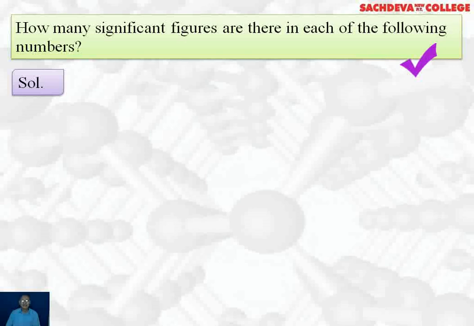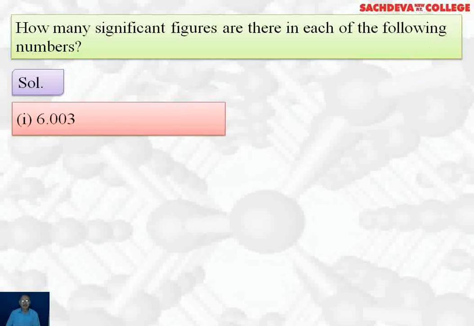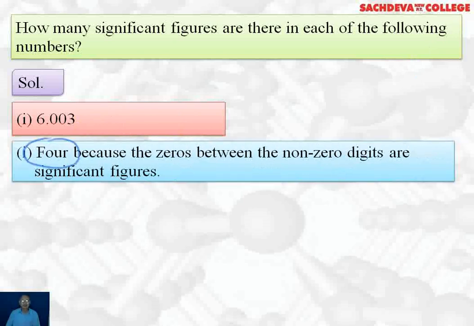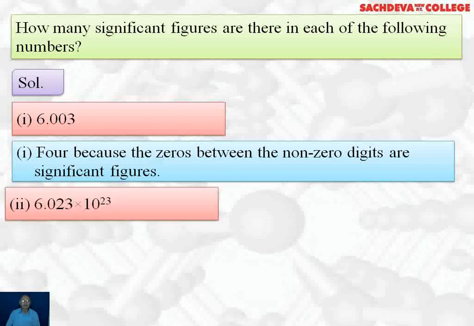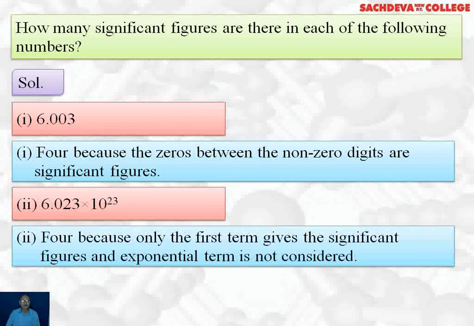How many significant figures are there in each of the following? 6.003. The correct answer is 4, because the zeros between the non-zero digits are significant figures, and this is the rule which we have applied in the above question. Second, we want to find out significant figures in 6.023 into 10 to the power 23. The correct answer is 4, because only the first term gives the significant figures, and the exponential term, that is 10 to the power 23, is not considered.